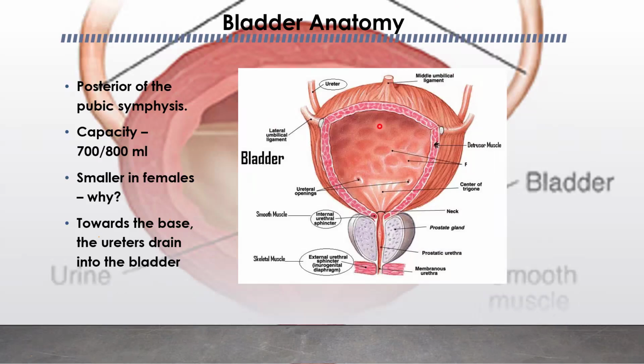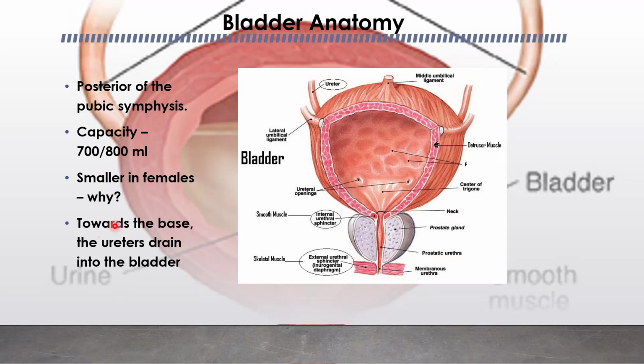You're supposed to appreciate the histological and gross features. Of course, we know it has the base, it has the trigone, it will have these lateral umbilical vessels, the middle umbilical vessels, and then now we go to the histological bit. But before then, you can appreciate it is found posterior to the pubic symphysis. Capacity will vary from 700 to 800, but it's smaller in females.